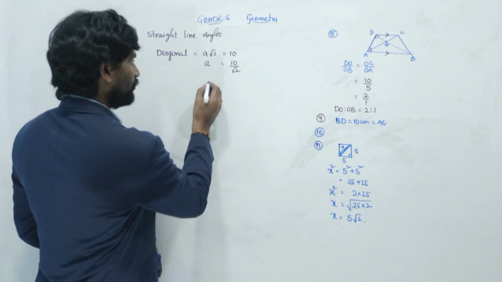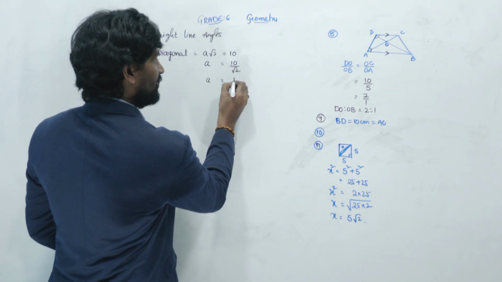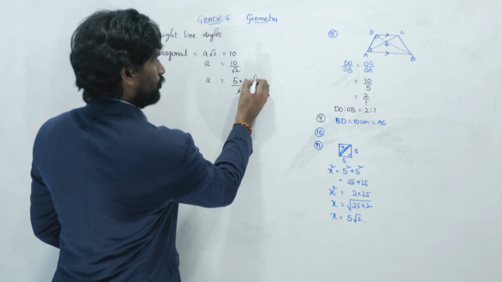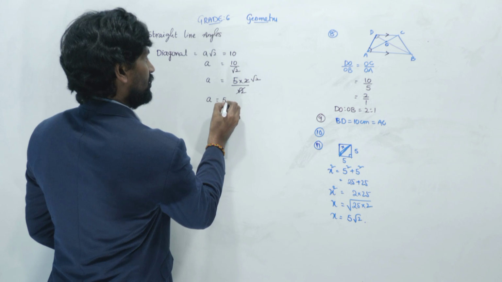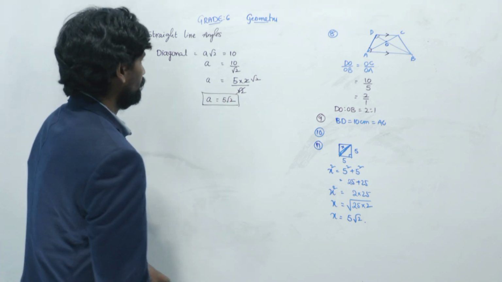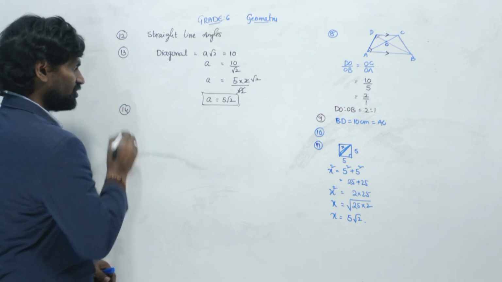10 by root 2. Then 10 I am going to write as 5 into 2. So root 2 into root 2 cancel. So A value is 5 root 2. A value is 5 root 2. Finished. Let us move on to question number 14.